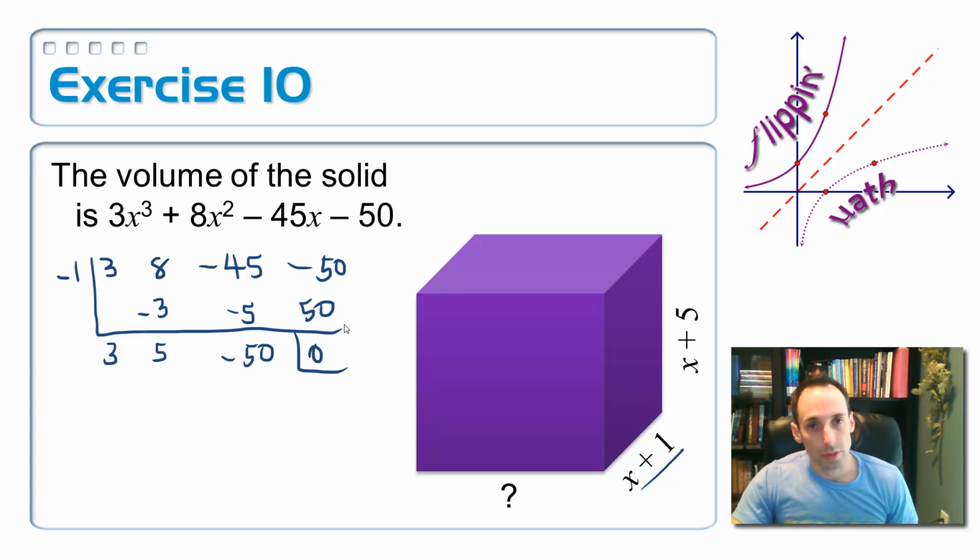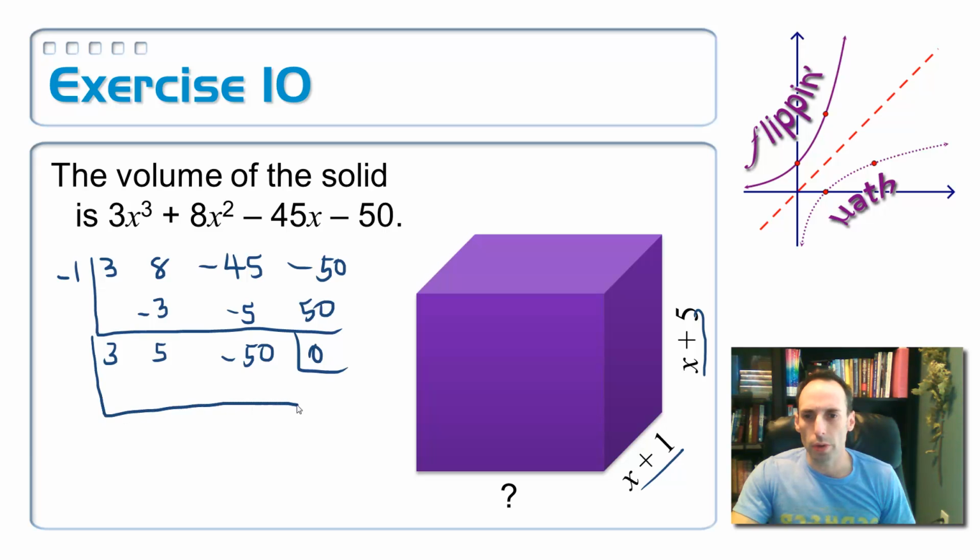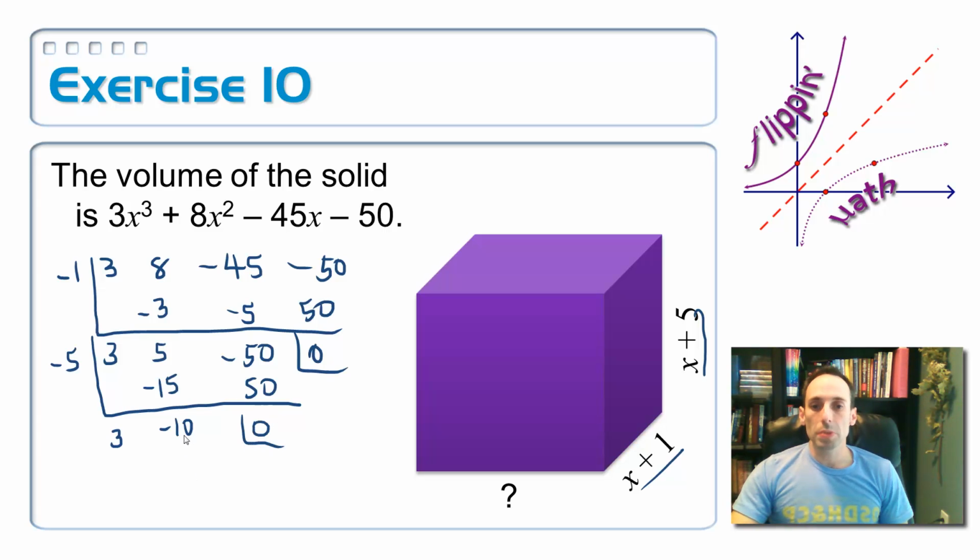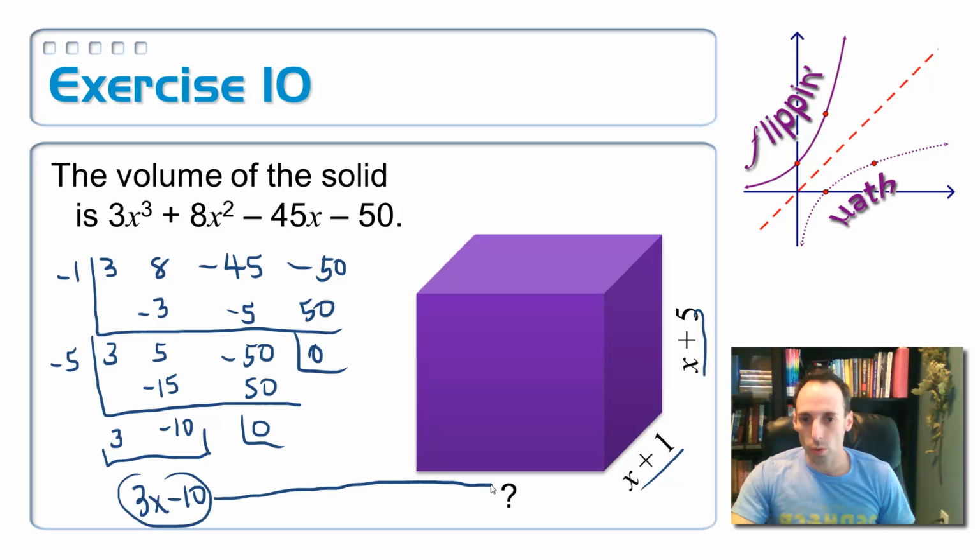Now, this is pretty cool. I'm going to take this x plus 5 and divide it into the answer here. So I can just keep going on that same problem. I have to switch the sign, so it's going to be a minus 5 out here. Bring down the 3. 3 times the negative 5, negative 15. Add these up, negative 10. Multiply it, I get positive 50. And that's a 0, remainder of 0, which means that the missing length down here is 3x minus 10. That goes there.